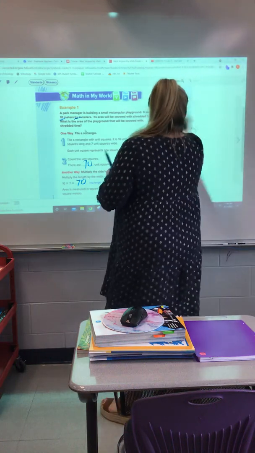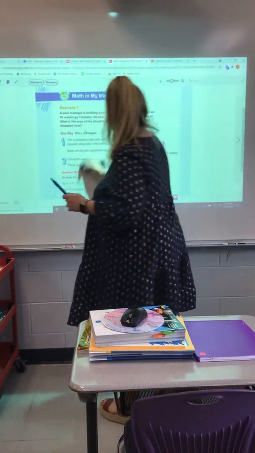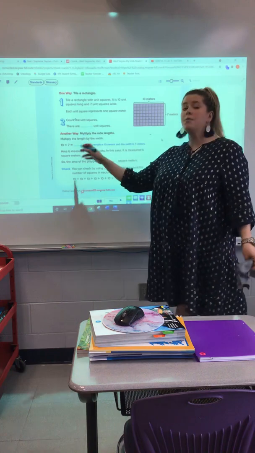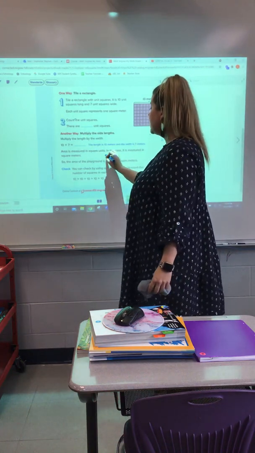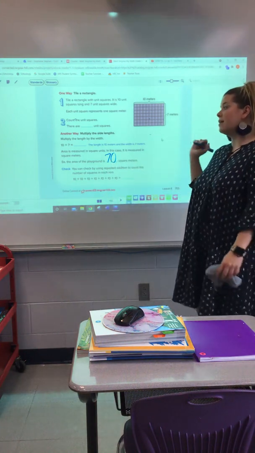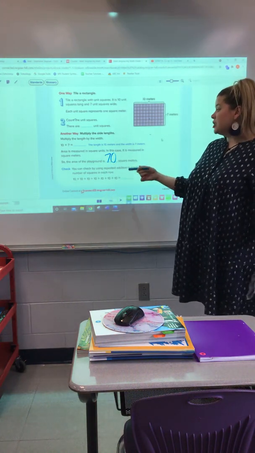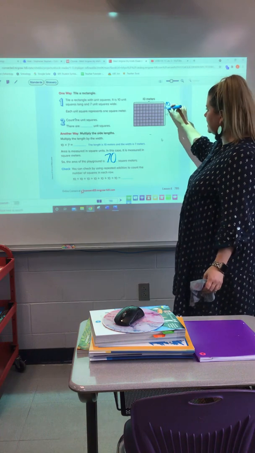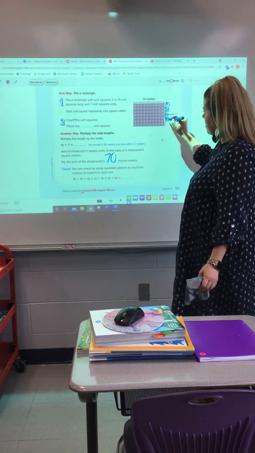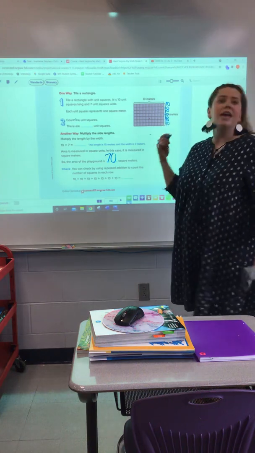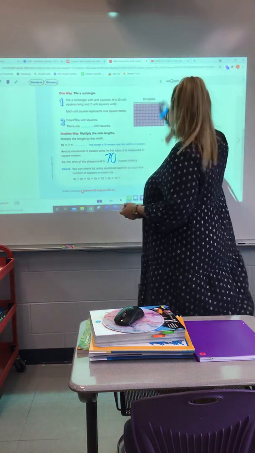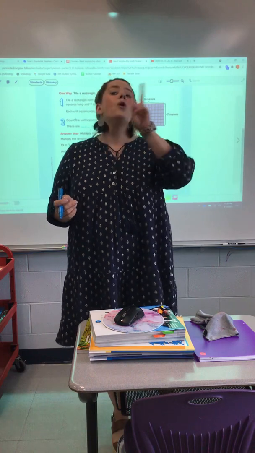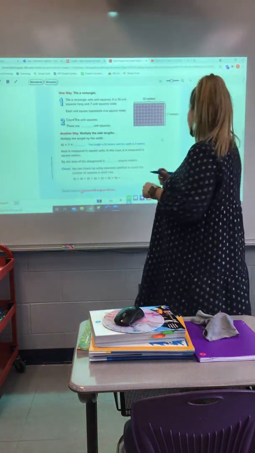So let's take a look down below. Okay, so we counted them and we multiplied, our answers were the same, and it tells me the area of the playground is 70 square meters, okay? And then it says you can check by using repeated addition to count the number of squares in each row. So this one has 10, this has 10, 10, 10, 10, 10, okay? And if I added all of those up, it would still give me 70. So those are the 2 ways that we're going to practice today to figure out area: tiling the shape or multiplying the side lengths, okay?